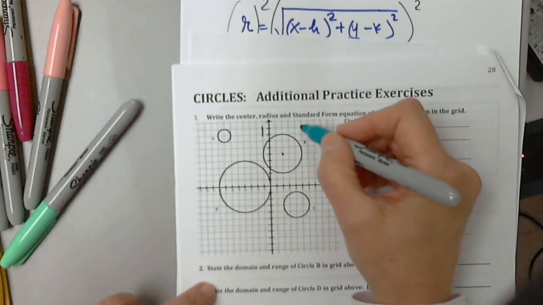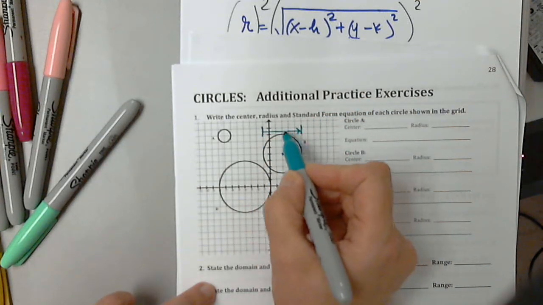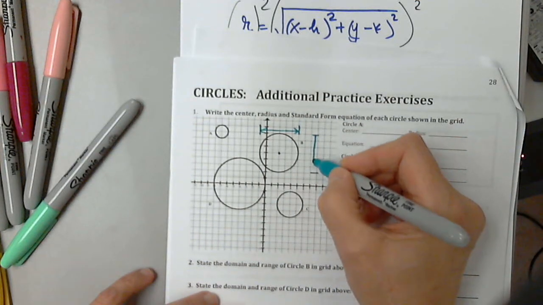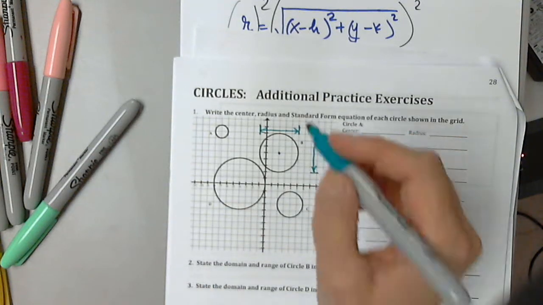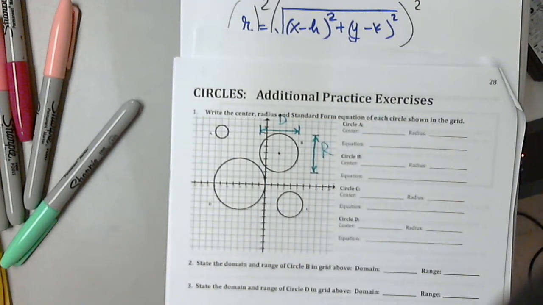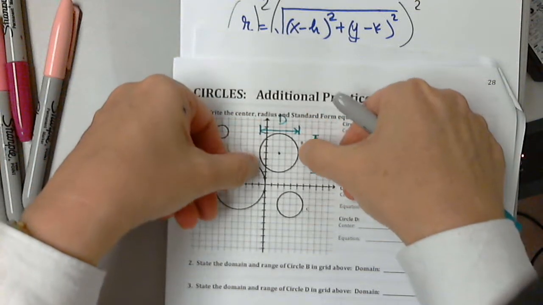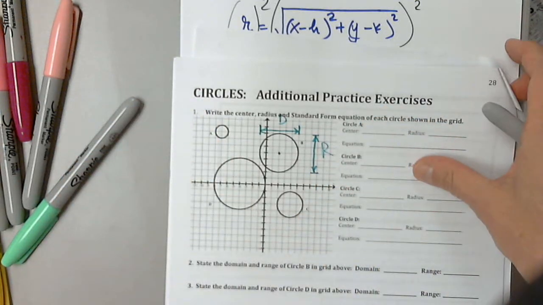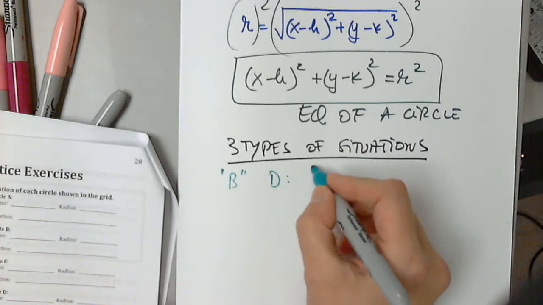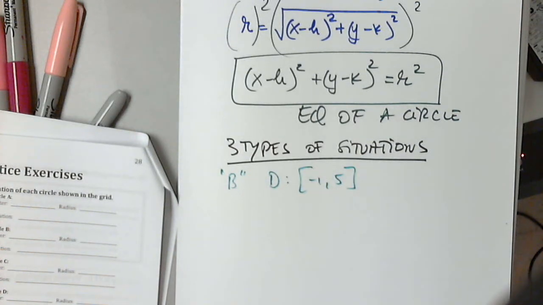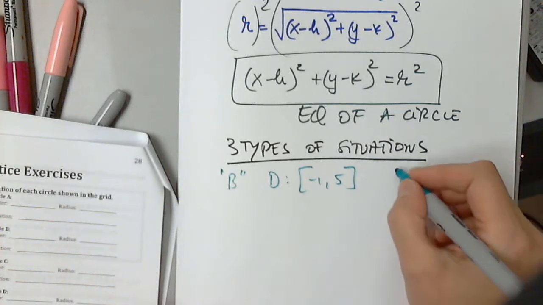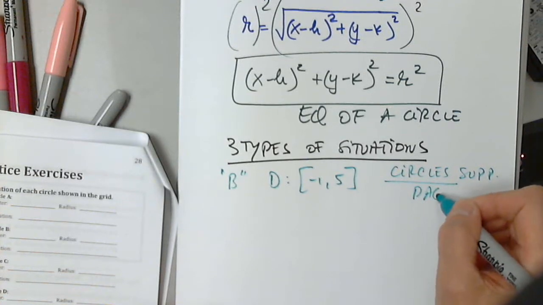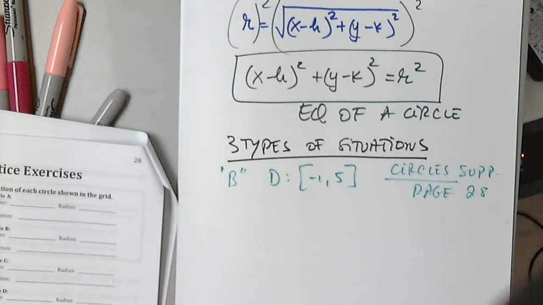I also want to determine the domain of the circle. And I also want to determine the range of the circle, not just the equation. So domain and range. Domain, of course, we remember that is measured on the x-axis, and I see it is between -1 and 5. Very good. So domain, -1 and 5. So this is, let me write circles, supplement, page 28. And we selected circle B.